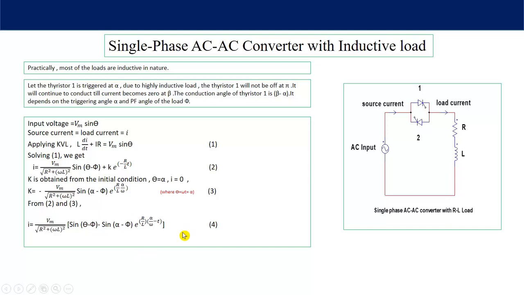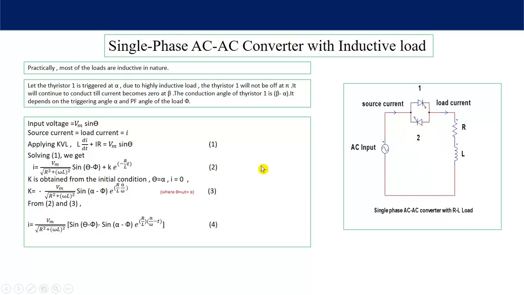Now let's analyze the waveform of this circuit. What will happen when at alpha we trigger thyristor number 1? Thyristor number 1 will be turned off at beta, then again thyristor number 2 is triggered at pi plus alpha.